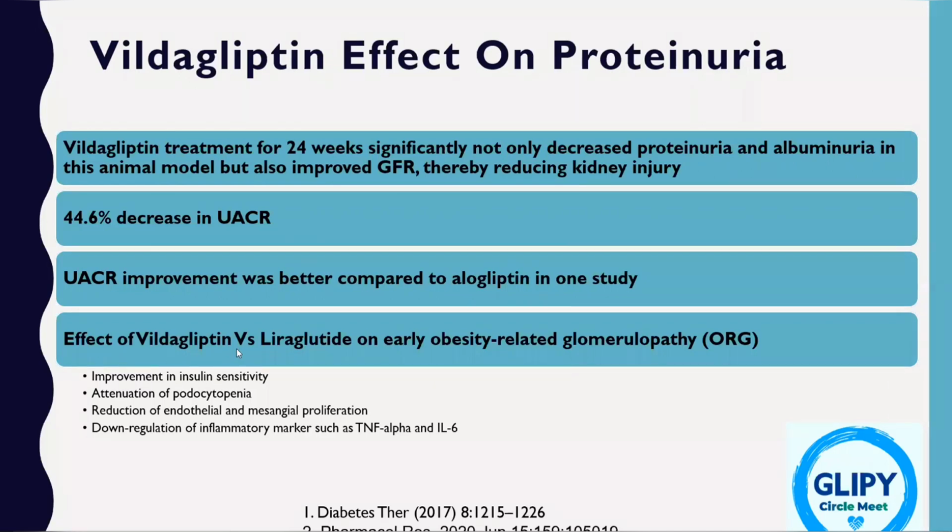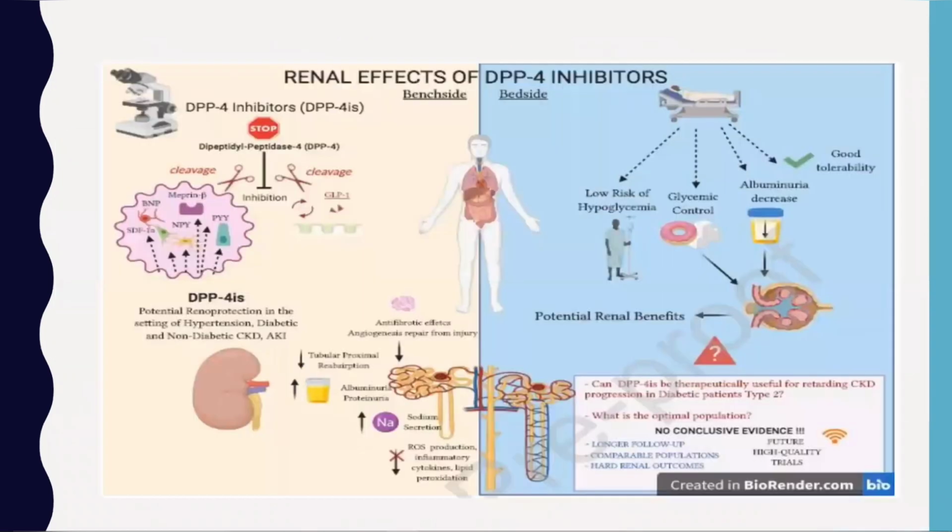Effect of vildagliptin plus in the early obesity-related glomerulopathy. Obesity-related glomerulopathy is seen in patients who are obese with high BMI. They develop FSGS-like manifestations. So this is also being tried there, and we probably need more data on that also.